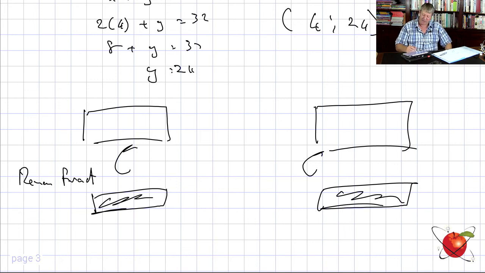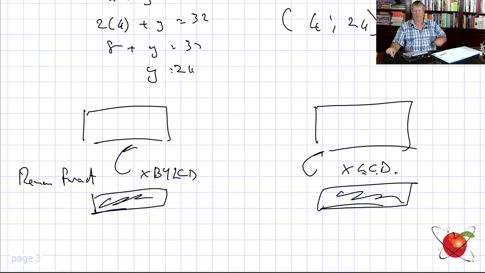How do we remove the fractions? We multiply by the LCD and by the LCD over here, all right? The LCDs are different. It doesn't matter. Now we get two equations here. Then you choose a variable that you're going to eliminate. Choose the variable, either the x or the y.